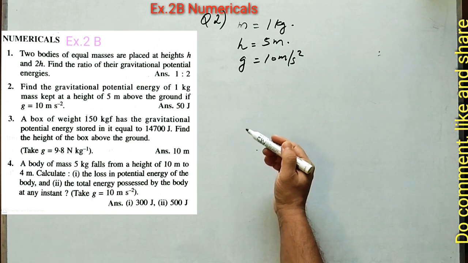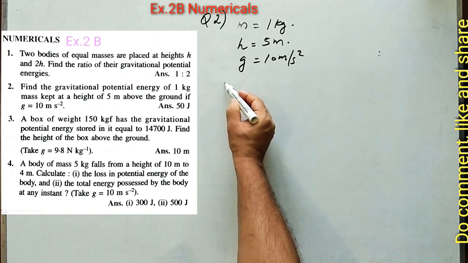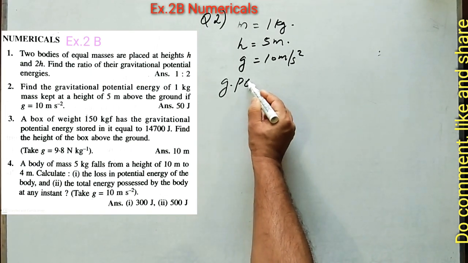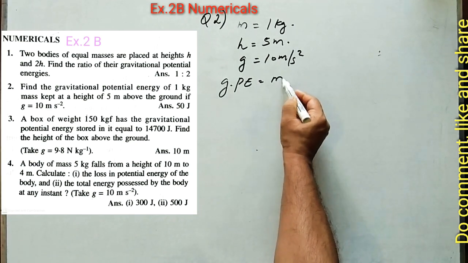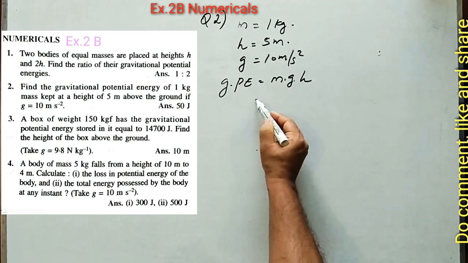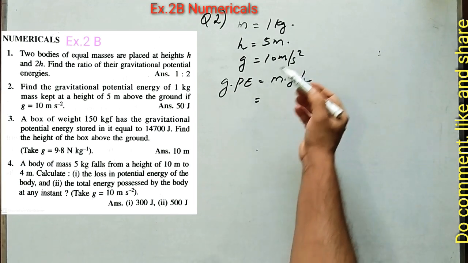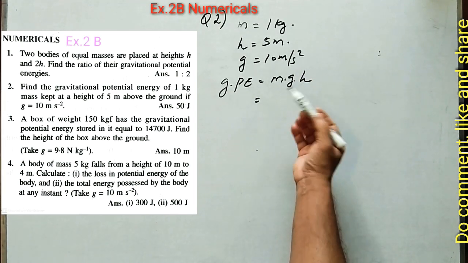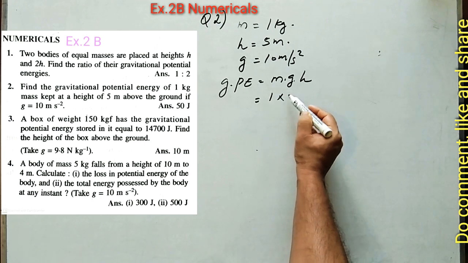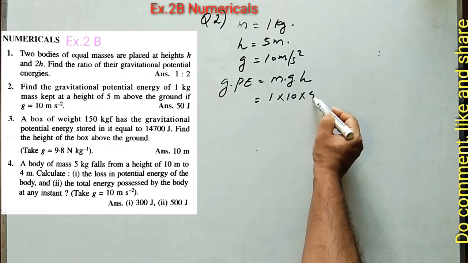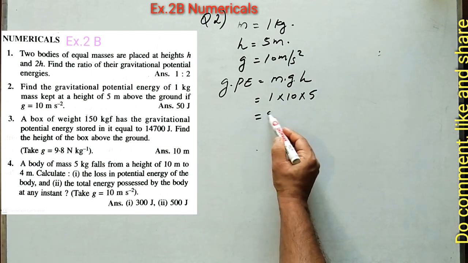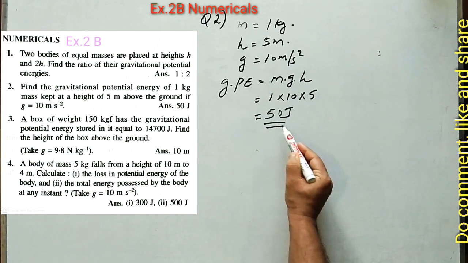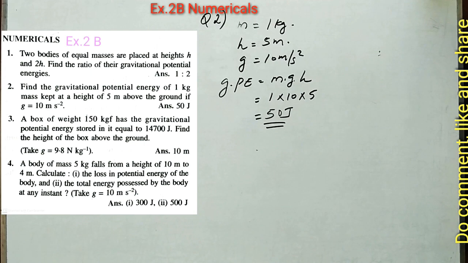What do you have to calculate here? Gravitational potential energy. You can write gravitational potential energy GPE is equal to, what is the formula? mgh. So all the quantities are given there. Just substitute, solve it and get the answer. 1 into 10 into 5. So the answer comes out to be 50 joule. So this is the value of gravitational potential energy.